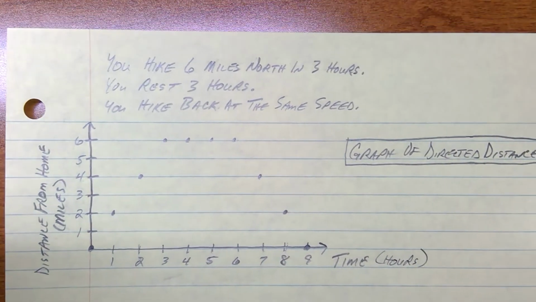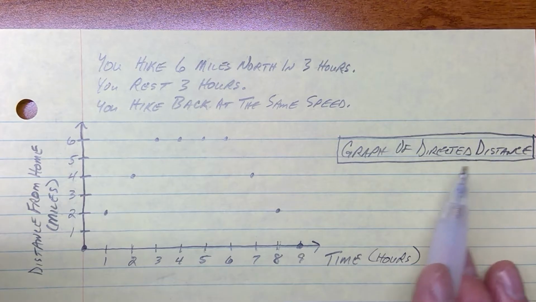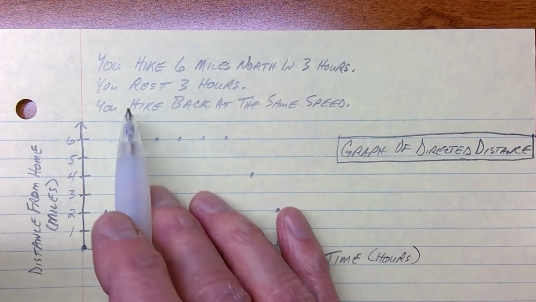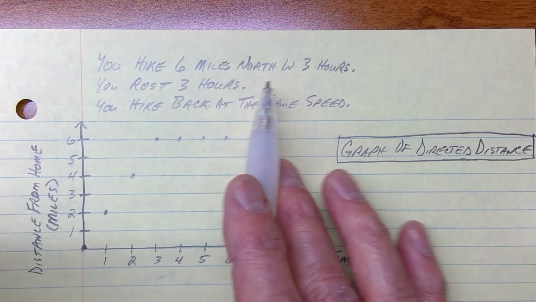All right, so let's start with the graph of distance, directed distance, distance from home. So maybe you have a story like this. You hike 6 miles north in 3 hours.